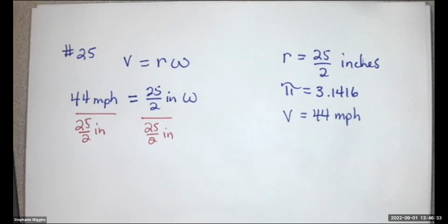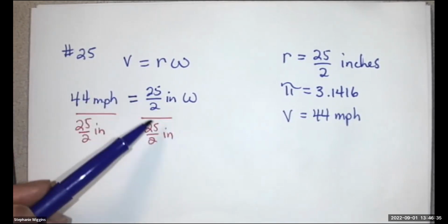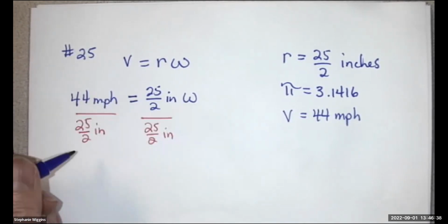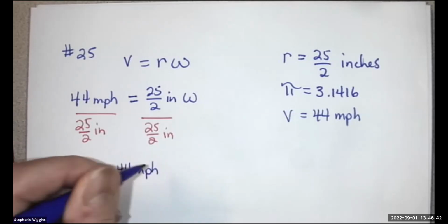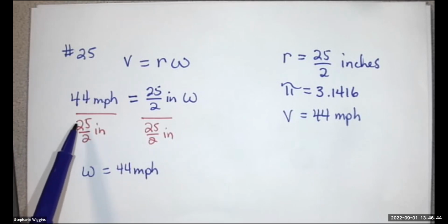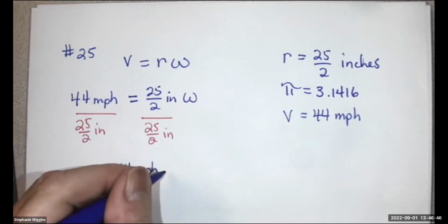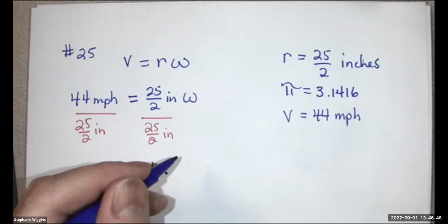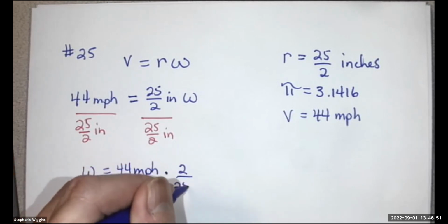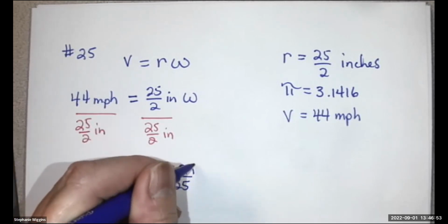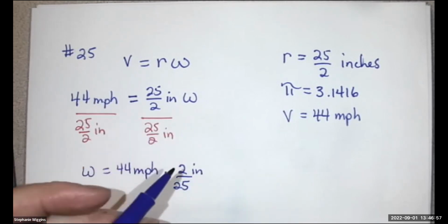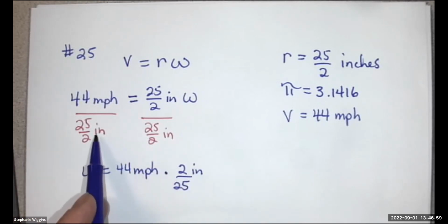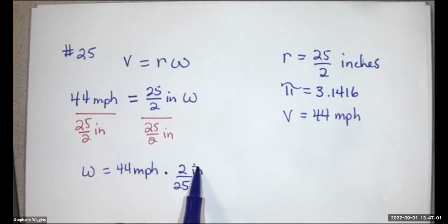So anyway, omega then, when you divide this out, you get omega by itself. So omega equals 44 miles per hour. And then dividing by 25 halves is the same as multiplying by 2 over 25. And that's, of course, in inches. The inches are in the denominator, right? So I should write the inches down here.